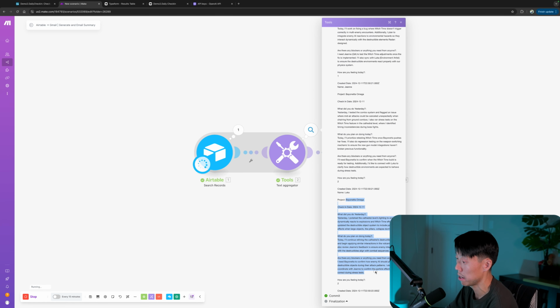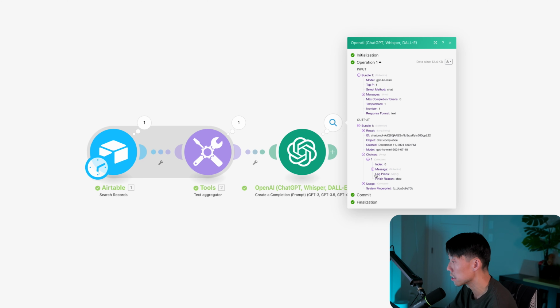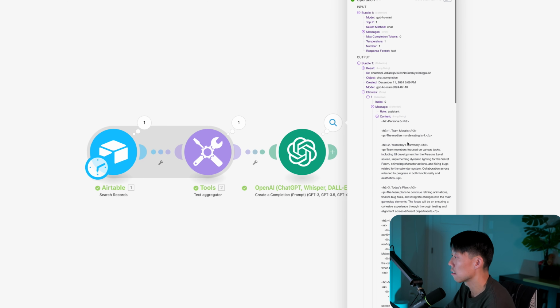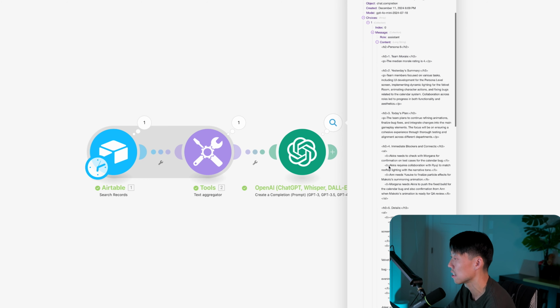Here's Project Bayonetta Omega. Okay, ChatGPT is done. Let's see what it came back with. Choices, message, content. All right, it came back with HTML tags, project, Persona 6, team morale, medium, morale rating is 4, yesterday's summary, today's plan. Team members, okay, so yesterday, team members focused on various tasks, including UI development, which is the one I entered, implementing dynamic lighting for the Velvet Room, animating character actions, and fixing bugs related to the calendar system. Excellent.